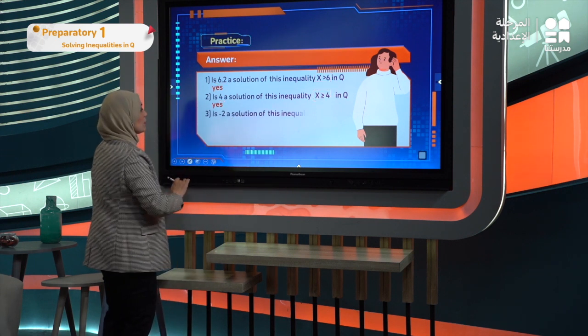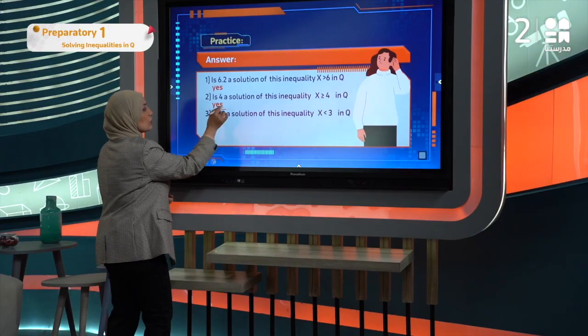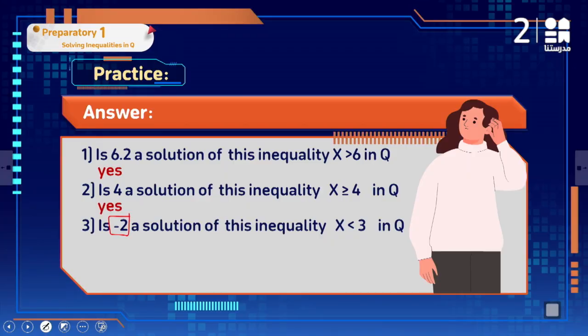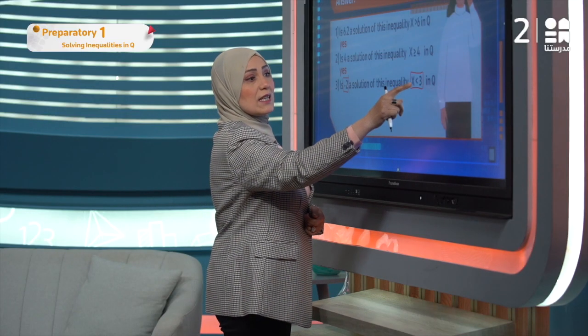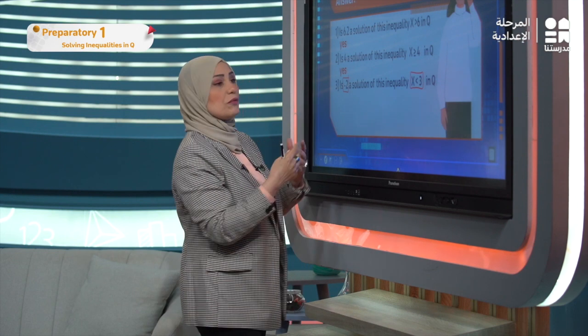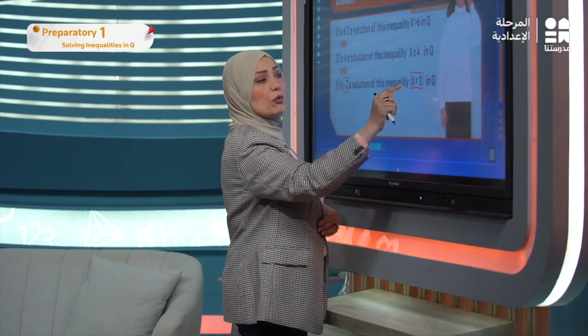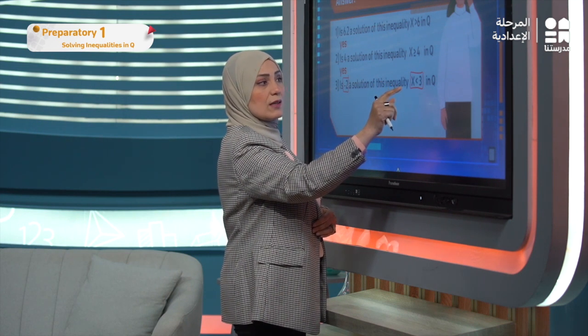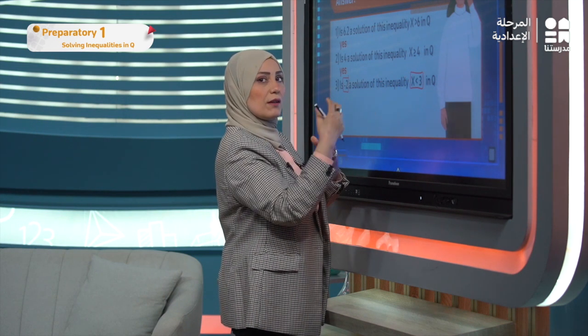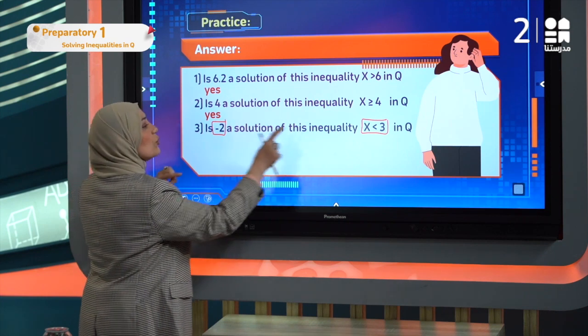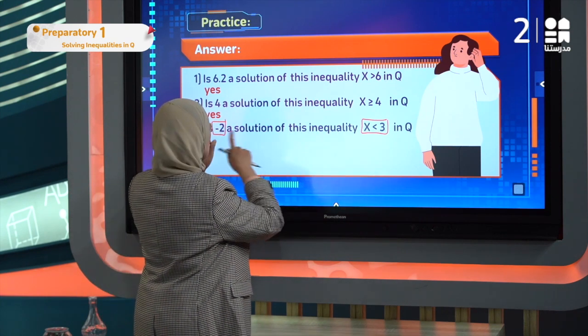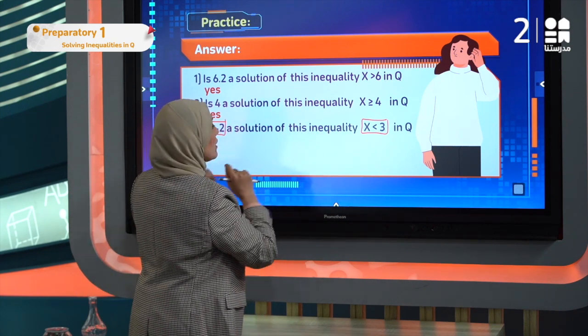Number 3. Is -2 a solution of this inequality, x is less than 3 in Q? Of course, yes. Why? Because I need less than 3 and -2 is less than 3. Here I need you to focus on x, just x. So x is less than 3, and -2 is less than 3. You can replace x with -2.